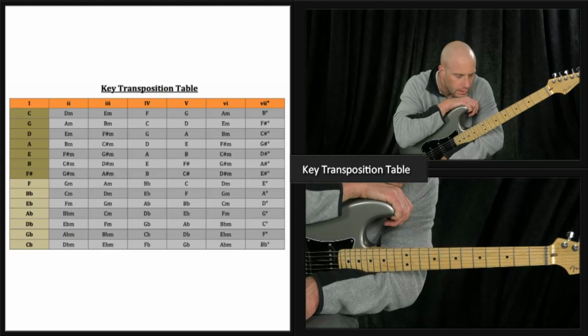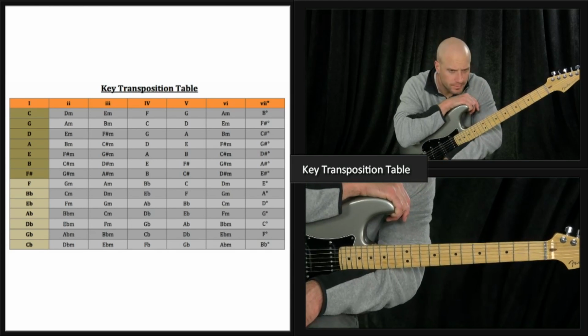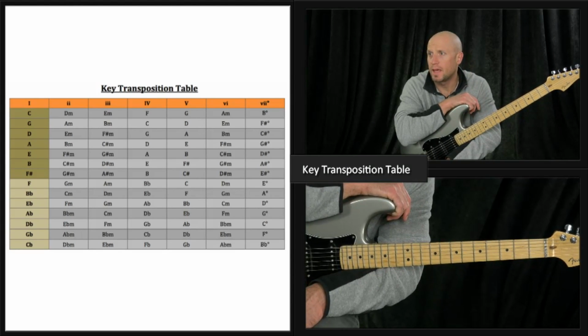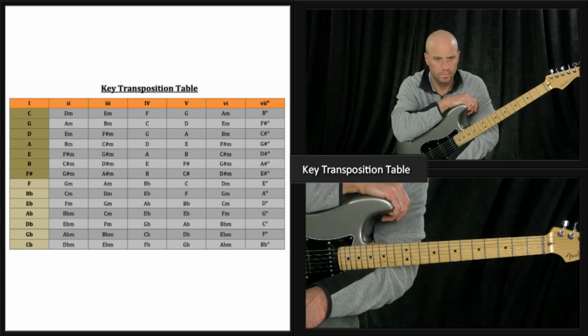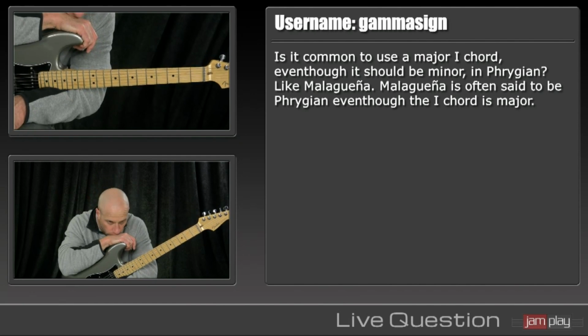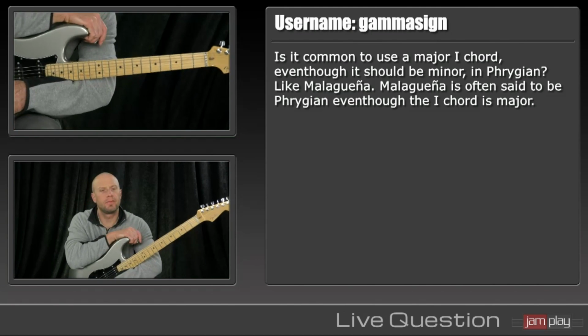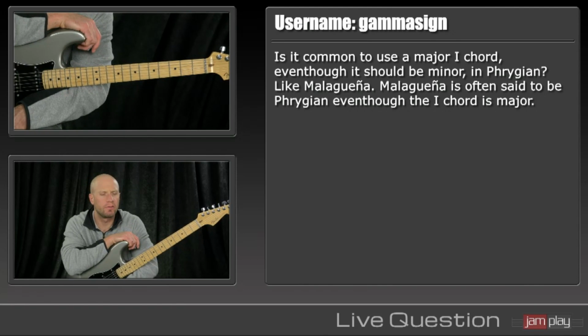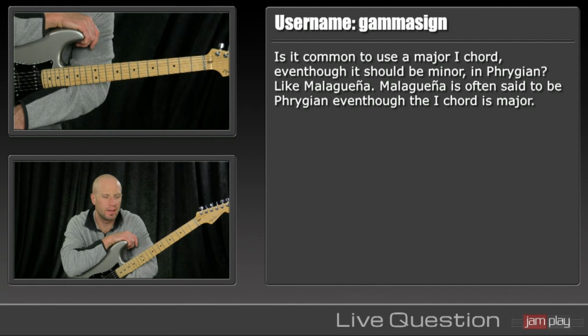Okay. Anybody's head hurting? Got a question here. All right, this is from Gamma Sign. And the question is, is it common to use a major 1 chord even though it should be minor in Phrygian, like Malagueña? It's often said to be Phrygian even though the 1 chord is major. Yeah, when you have a major 1 chord in Phrygian, that's one of those things that they do.